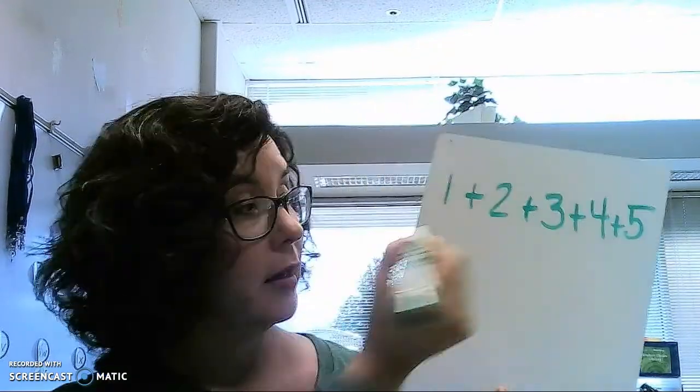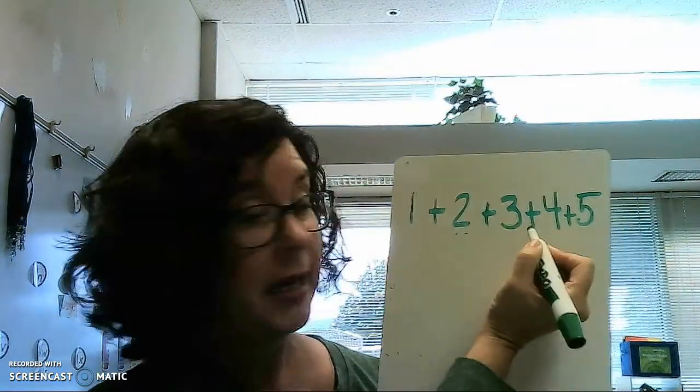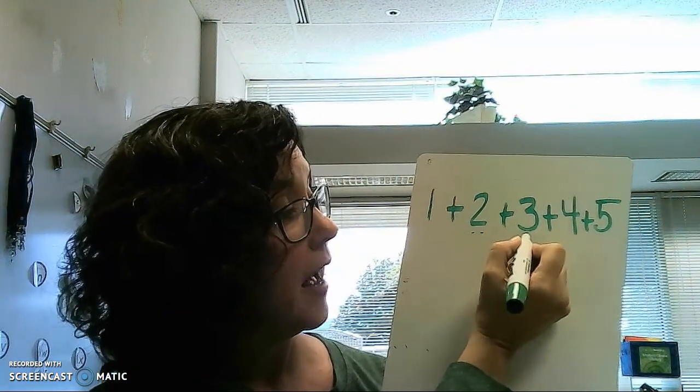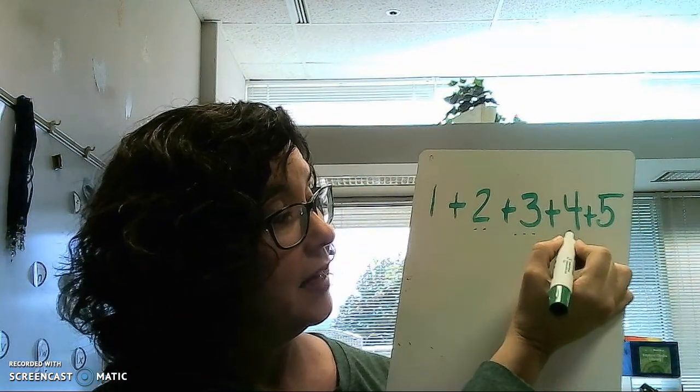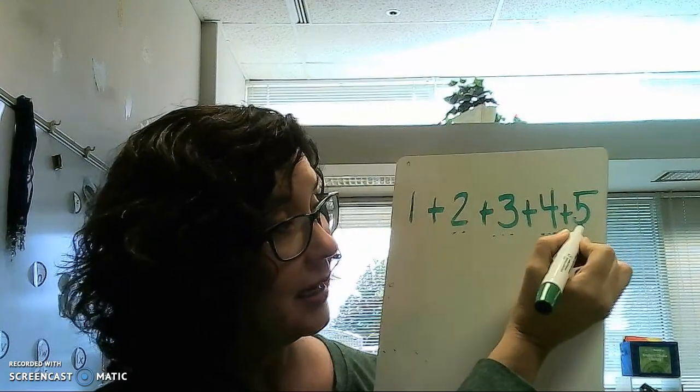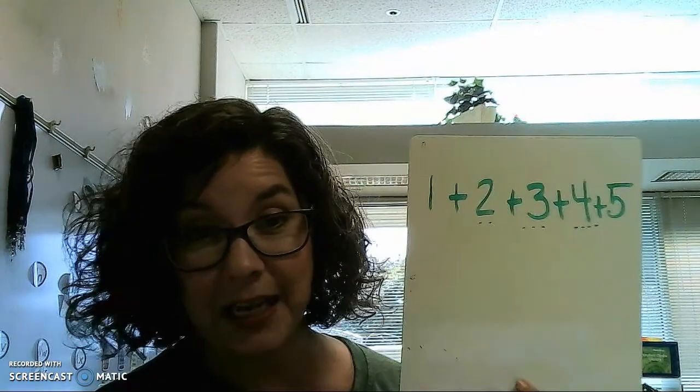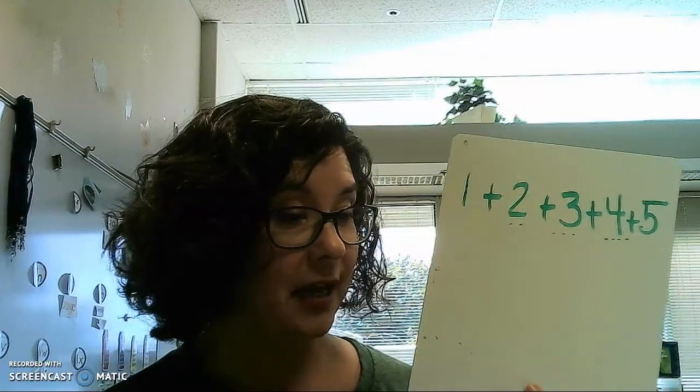1, you could have counted on. 1, 2, 3, 4, 5, 6, 7, 8, 9, 10, and then 5 more is 15. Okay? You could have done it that way, right? What if you had thought to combine those numbers a little different way? What if I had the numbers written like this?